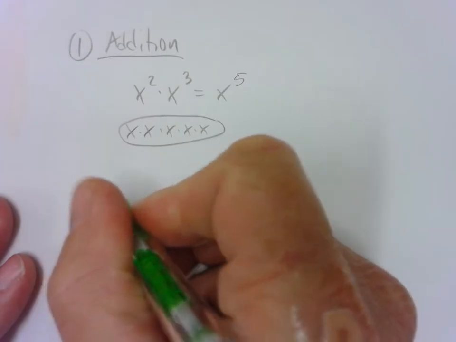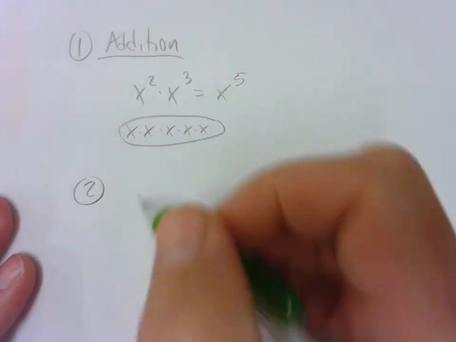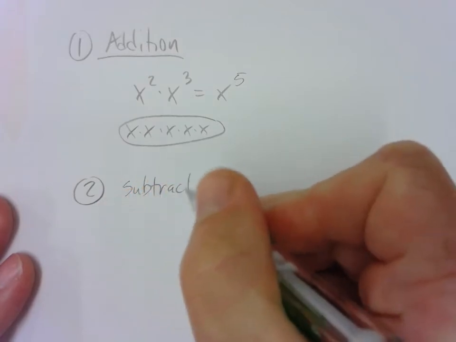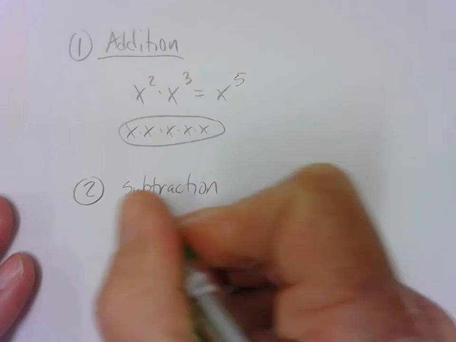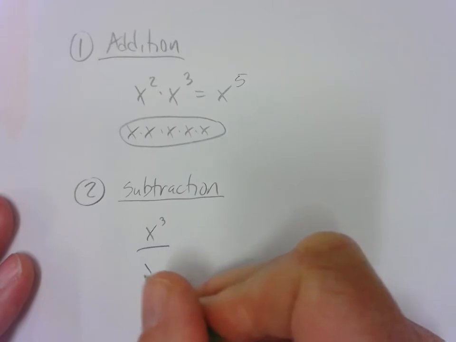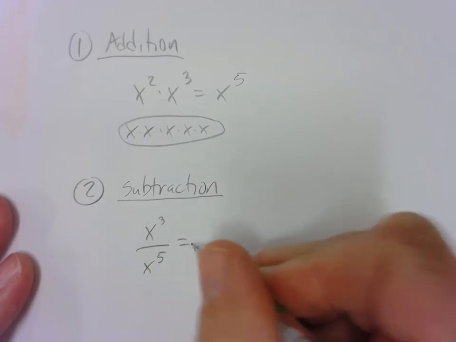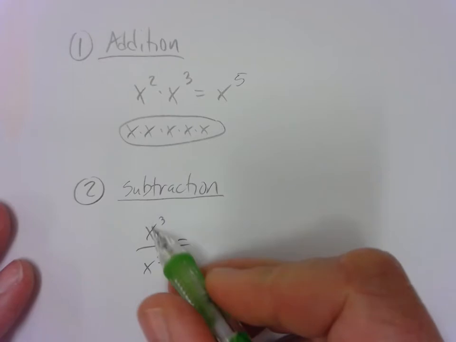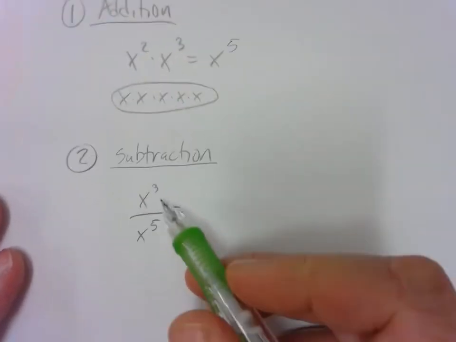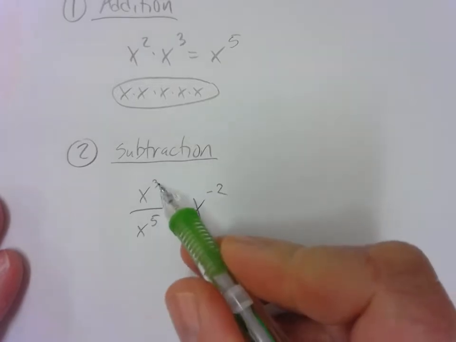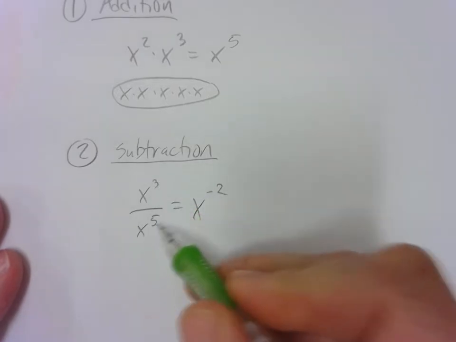Number 2, the second rule: if the first rule is addition, you guessed it, the second rule is subtraction. We have x cubed divided by x to the fifth. This is division, but the subtraction is telling us what to do with the exponents. When we have these two like bases and they're being divided, we subtract the exponents. We get x to the negative 2 power. It's the top one minus the bottom one, so 3 minus 5 is negative 2.